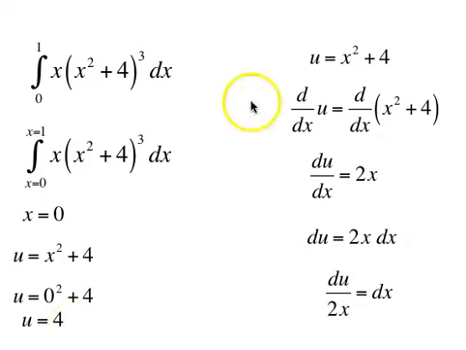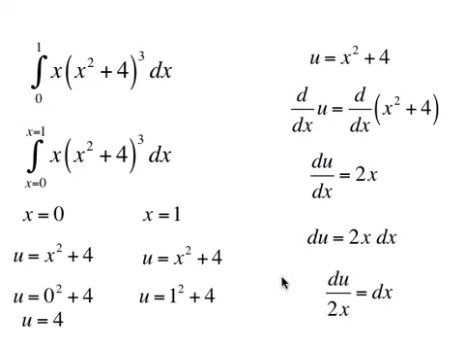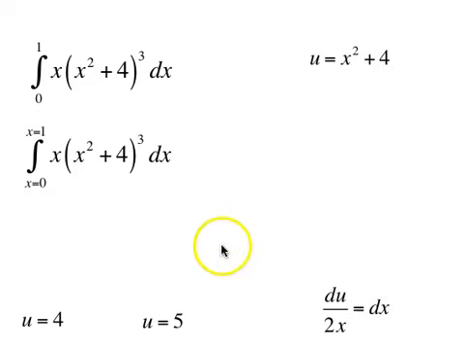Now when x equals 1, what is the value of u? u again is x squared plus 4. So u is 1 squared plus 4, 1 plus 4, u is 5. So what we have here is x from 0 to 1 could be the same thing as u goes from 4 to 5. Now we've got to make some changes here.